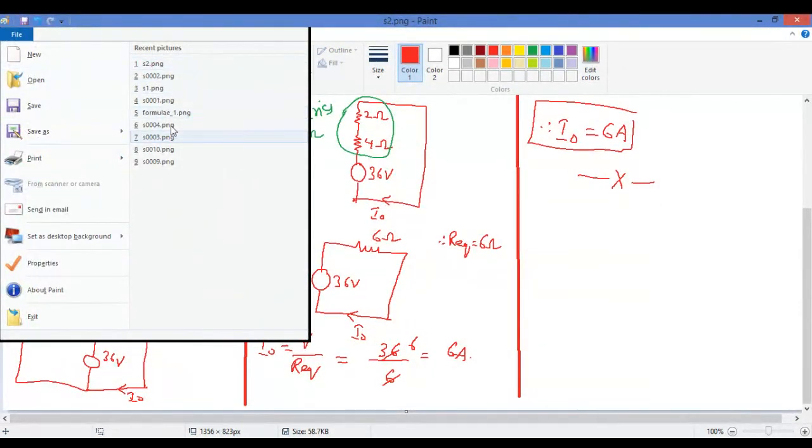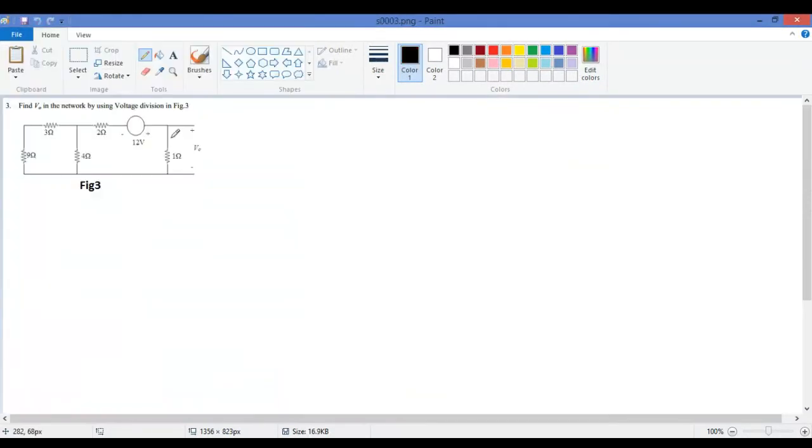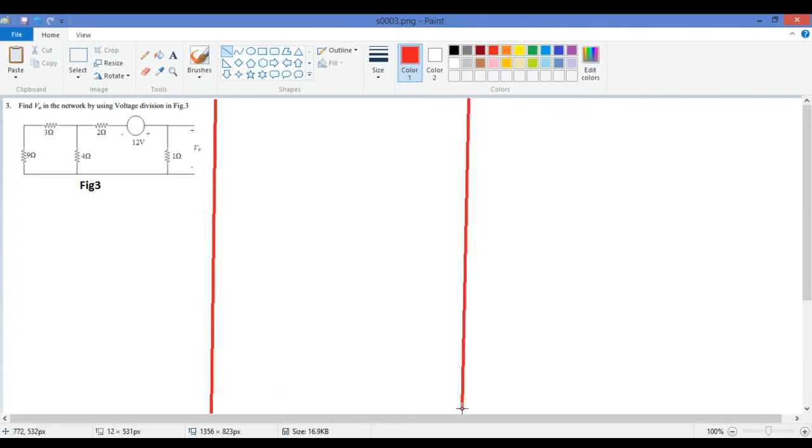Let's go for 3. So I hope all of you are able to see the number 3. Okay.